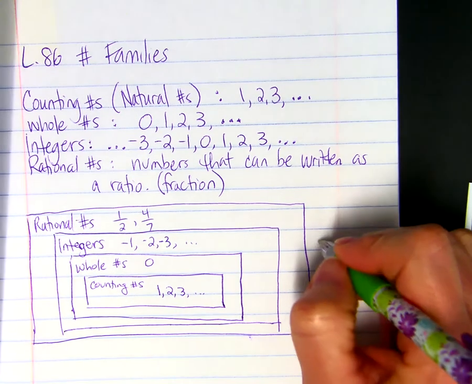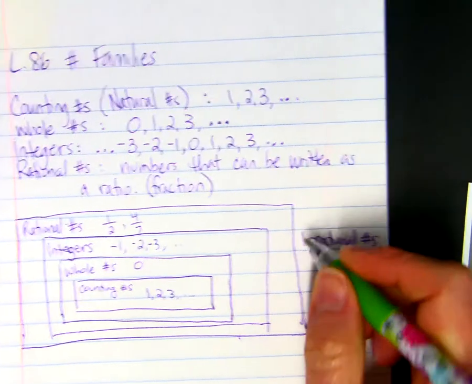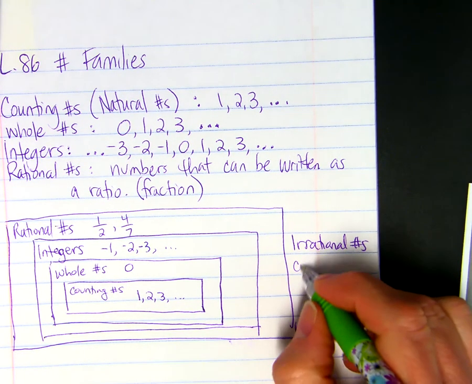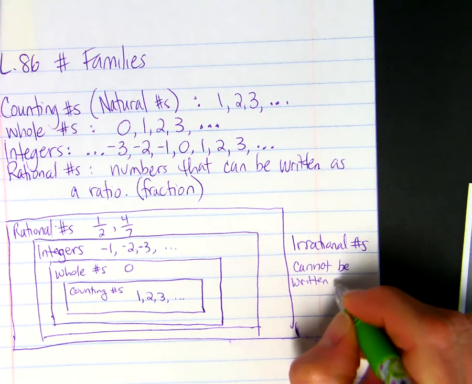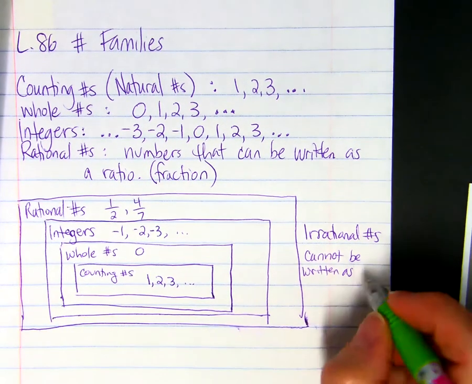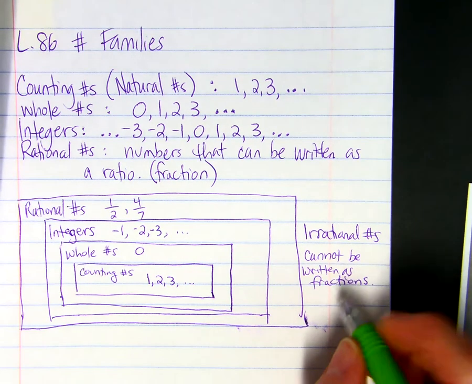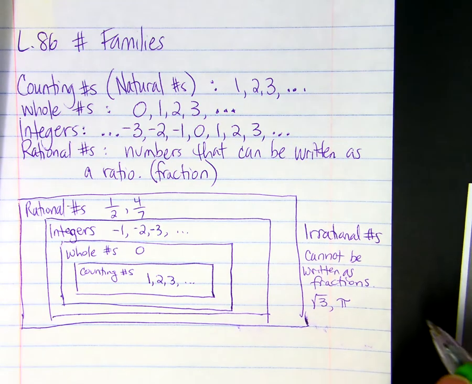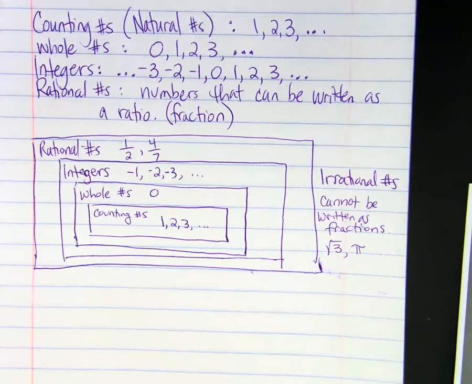Outside of the box, we have what's called irrational numbers. And these cannot be written as fractions. Actually, as fractions made up of integers. But we'll just put cannot be written as fractions. And that would be, for instance, square root of 3, pi, any of those numbers that have decimals that are non-terminating and non-repeating.